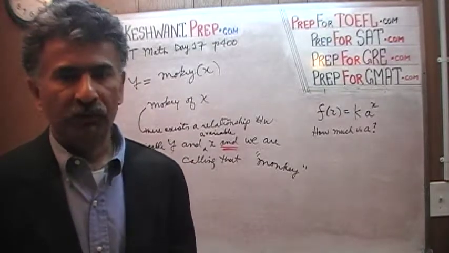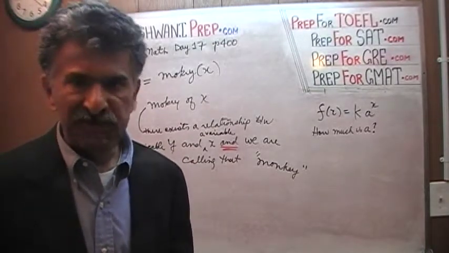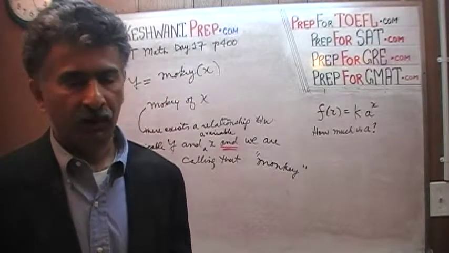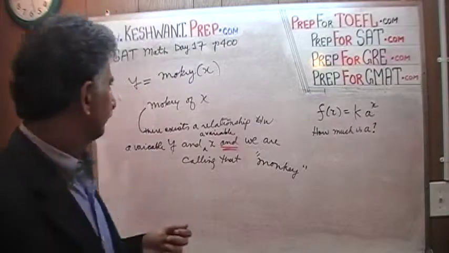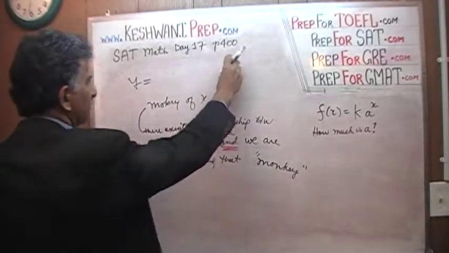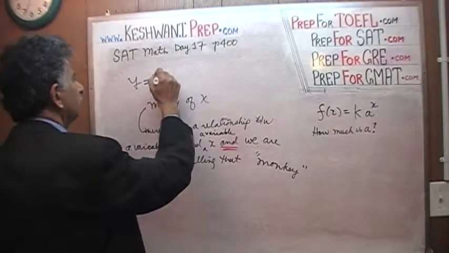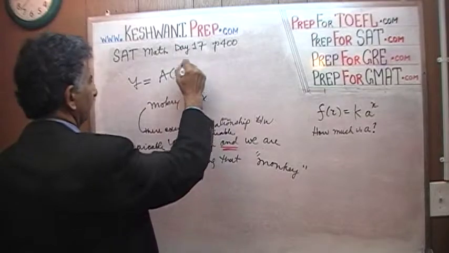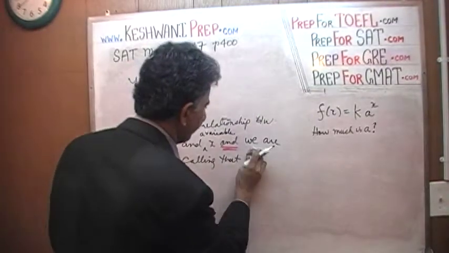But I assure you, if you were to call it G or P or monkey, nobody's going to knock on your door in the middle of the night to arrest you. I assure you that. Do you understand? So that's what it is. Let's call it, just to make it interesting, y equals, what should we call it? A of x. I'm going to call that relationship A.